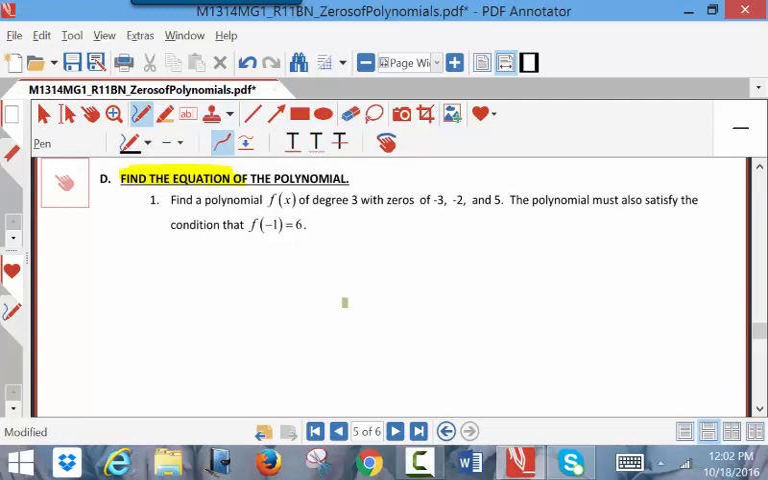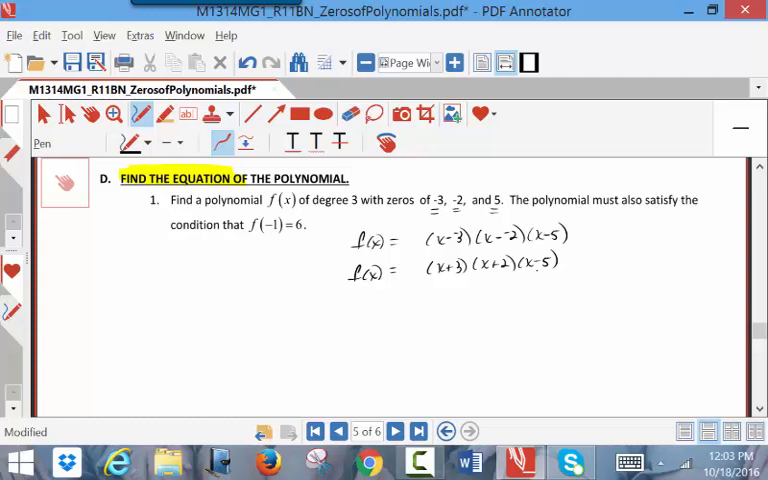I think we've done a little bit of this already. Find the polynomial of degree 3 with zeros at -3, -2, and 5. All right, well, f of x will equal x minus the 0, x minus the 0, x minus the 0. So this becomes x plus 3, x plus 2, and x minus 5. That looks pretty darn good.